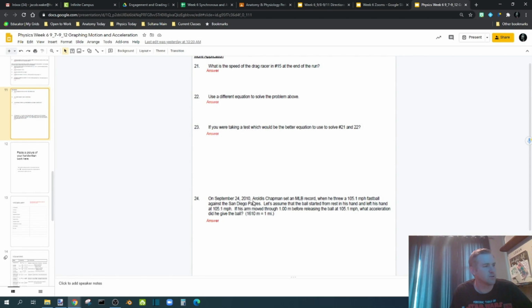On September 24th, 2010, Aroldis Chapman set an MLB record when he threw a 105-mile-per-hour fastball against the San Diego Padres. Let's assume the ball started from rest in his hand and left his hand at 105.1 miles per hour. So if his arm moved through 1 meter before releasing the ball at that speed, what acceleration did he give the ball? So it went from 0 to 105 miles per hour. You need to convert miles per hour in order to get that.